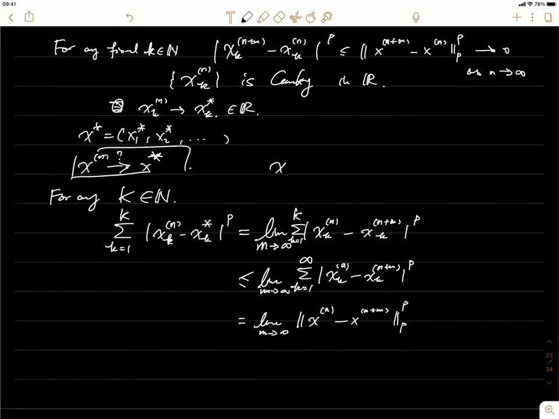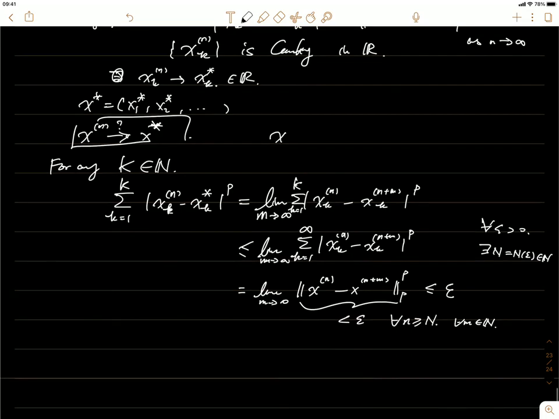But we know that the sequence is Cauchy, so for any epsilon, there exists some capital N, which depends on epsilon only, such that this is less than epsilon for all n greater than or equal to capital N and all integer m. So if this is the case, each term is less than epsilon, so the limit will be less than or equal to epsilon.